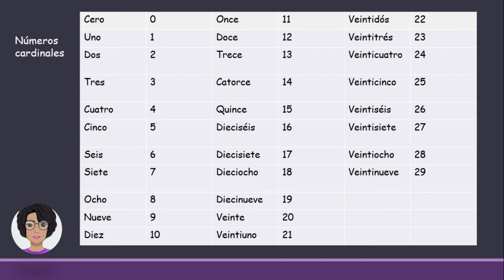20 is written 20. And then from 21 to 29, what we do is to take the word 20 for 20 and replace the letter E for I and combine the word we have with the following number. So let's read them. 21, 22, 23, 24, 25, 26, 27, 28, 29.